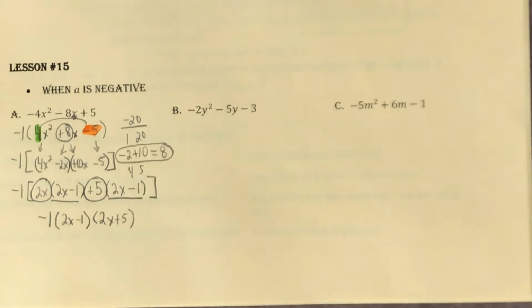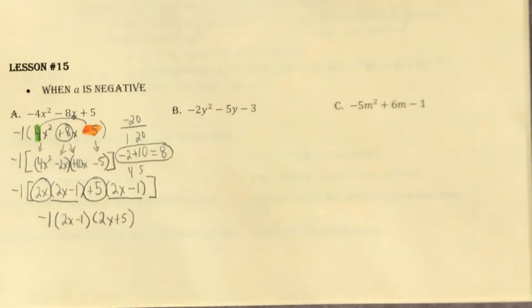So again, this really isn't much different than what we did in lesson number 12. The only difference is our greatest common factor isn't some number, it's just a negative 1. So we're factoring out that negative so that we have all positive lead terms inside the parentheses.